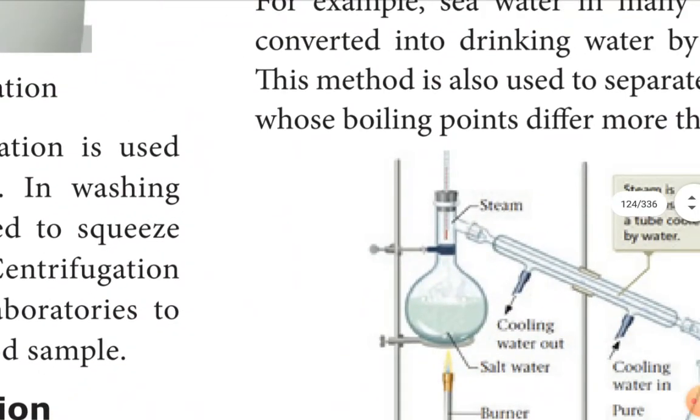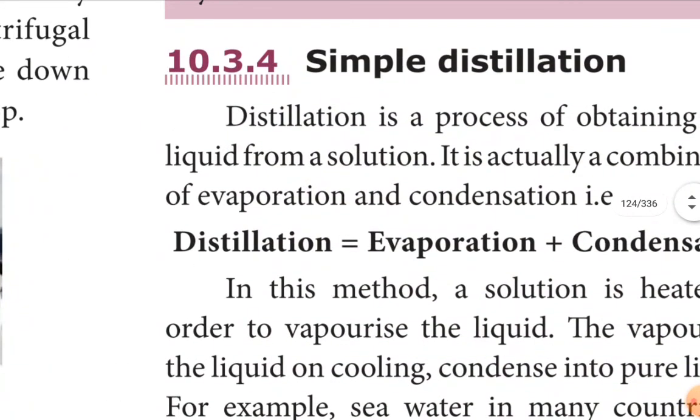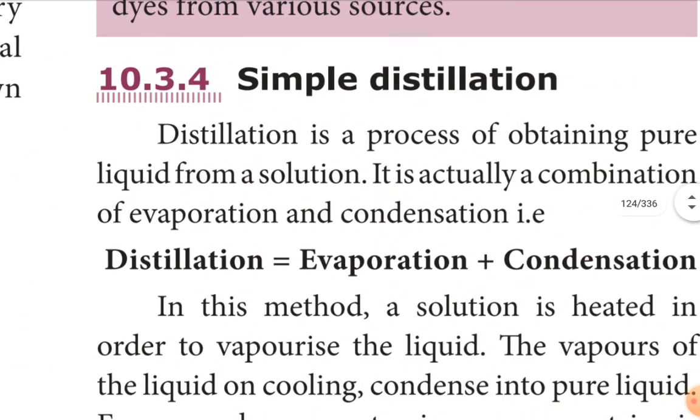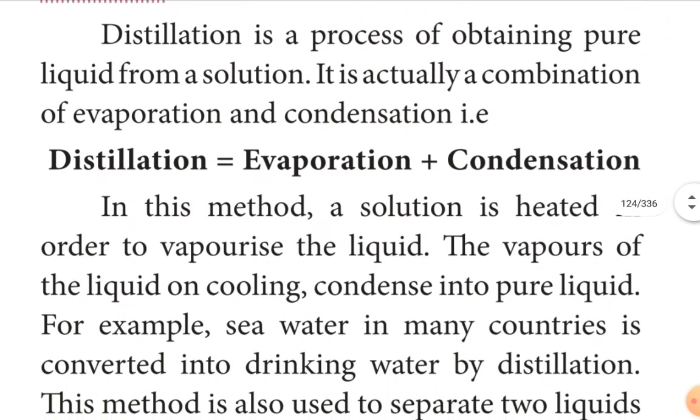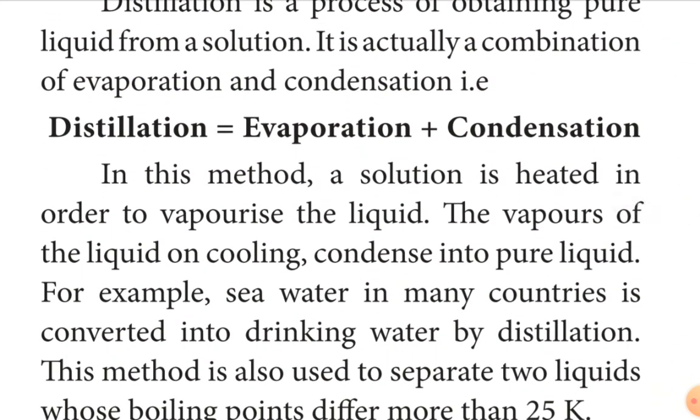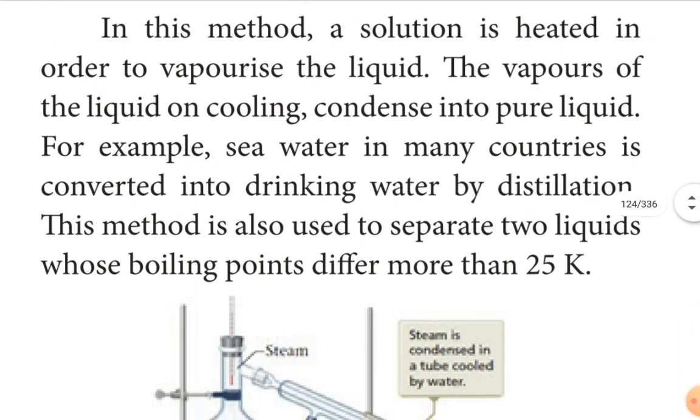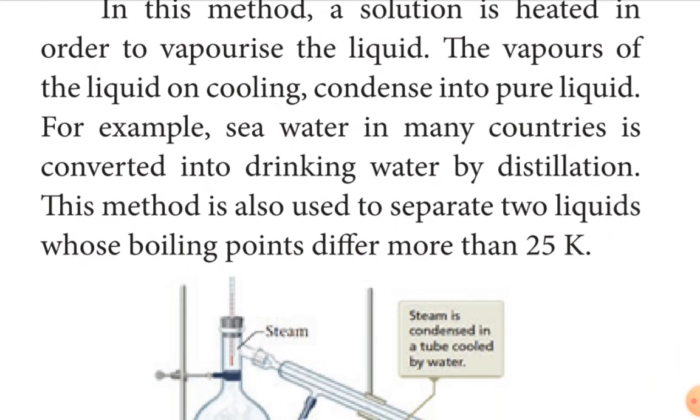Then the next one is simple distillation. This method is used to obtain pure liquid from a solution. This is a combination of evaporation and condensation. For example, how to separate dissolved salt from seawater to get pure drinking water. Also, this method is used to separate two miscible liquids having a boiling point difference of more than 25 Kelvin.